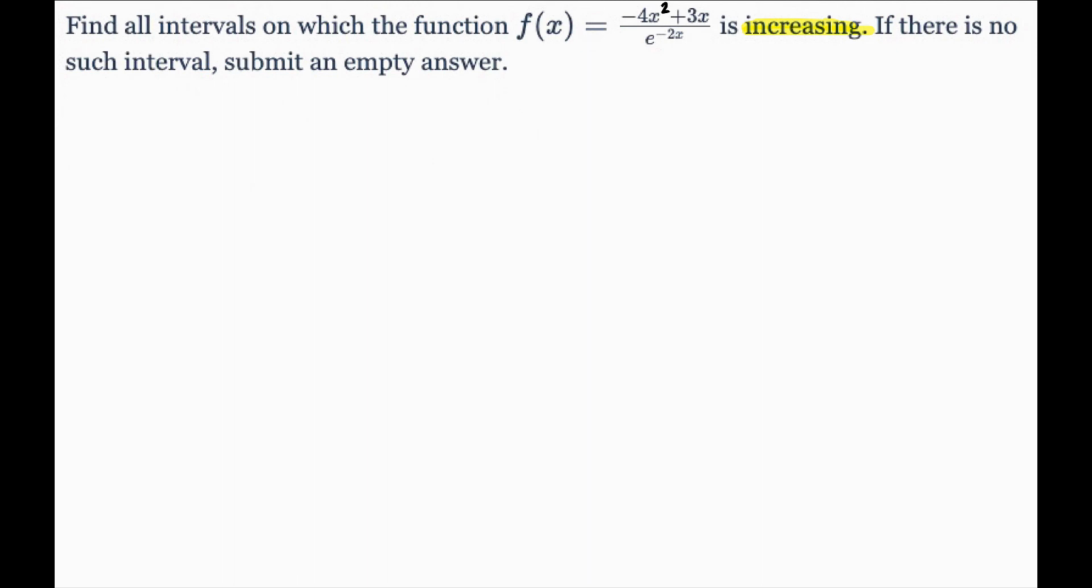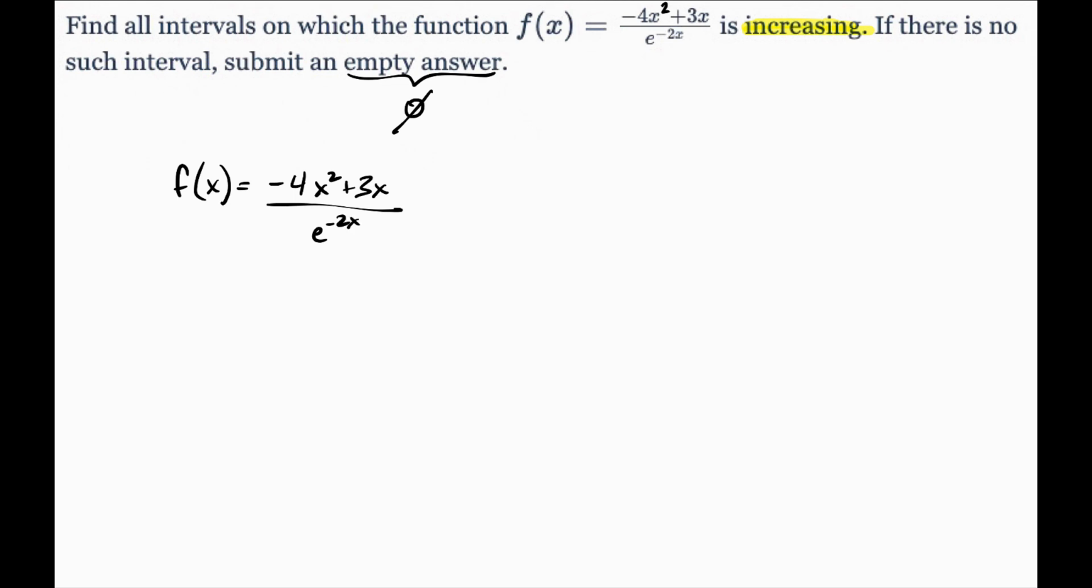Okay, so we got to find where it's increasing. So if there is nowhere where it's increasing, we just leave an empty answer. Empty answer means that's our answer. Okay? So let me write down -4x squared plus 3x, and then I have e to the -2x.